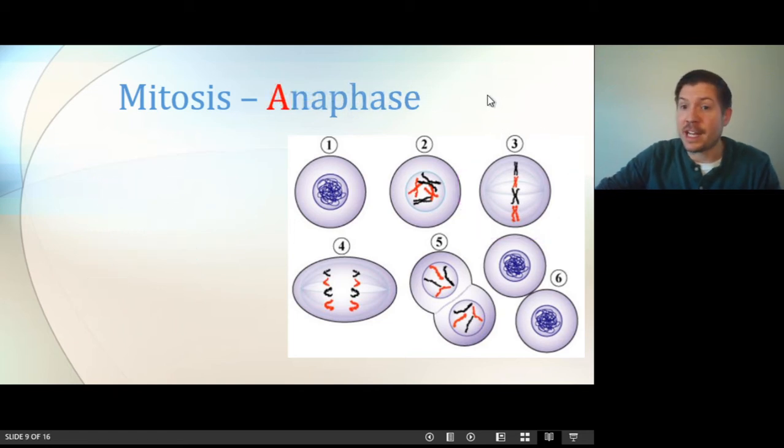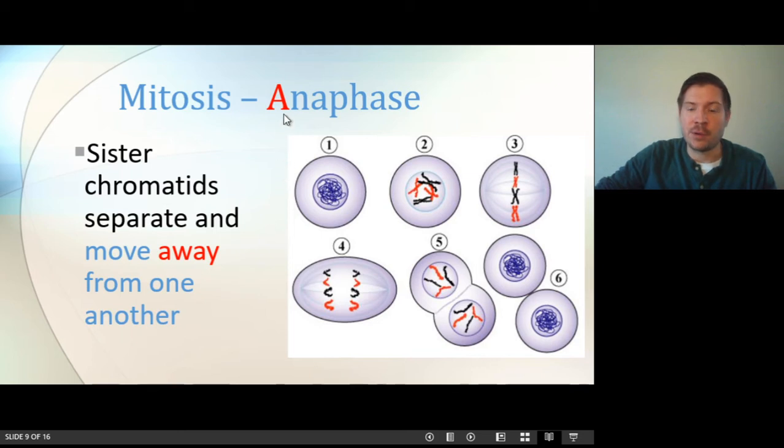Moving to anaphase, the 3rd stage of mitosis. Another way to remember anaphase, A for anaphase, A for away. The chromosomes split apart, so we say the sister chromatids move away from each other. So before they looked like an X, now it looks like half an X. So basically they split it in 2. 2 identical copies that were attached now are pulled apart. So here we are in anaphase.